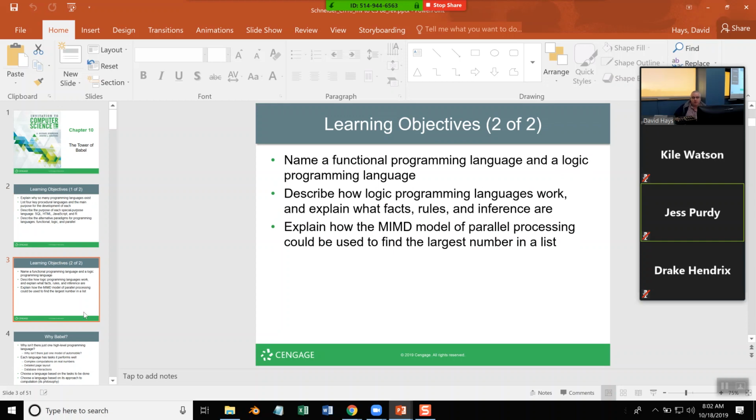Name a functional programming language and a logic programming language. Describe how logic programming languages work and explain what facts, rules, and inference are. Explain how the MIMD model of parallel processing could be used to find a large number in a list.